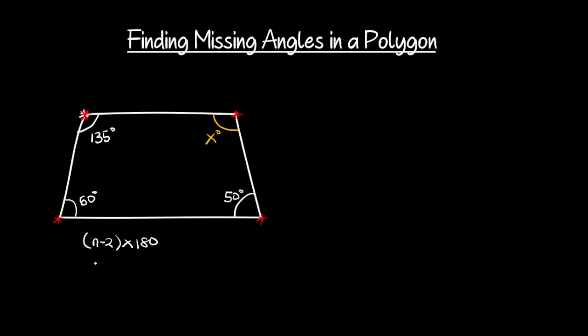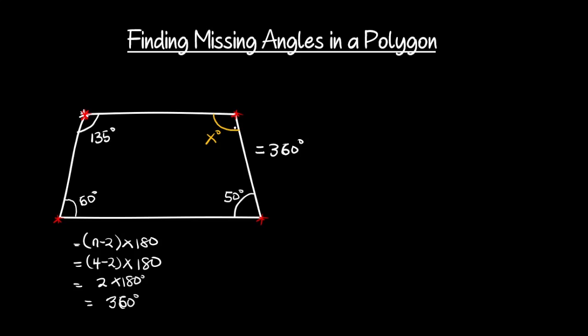Since n is 4, we have 4 minus 2 multiplied by 180. 4 minus 2 is 2, multiplied by 180 degrees, which gives us 360 degrees as our answer. So it means that if we add everything in the polygon, it should be equal to 360 degrees. Now that we know the basics, let's go ahead and find the value for x.